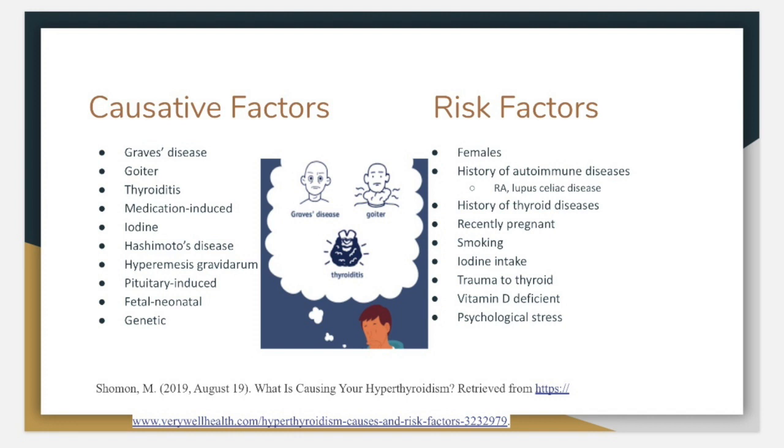Next is a history of autoimmune diseases, which is when the body attacks itself. Examples of this are rheumatoid arthritis, lupus, and celiac disease. And next is a history of thyroid diseases, and things like this can be thyroid nodules. Another risk factor is recently being pregnant, and this can cause you to get postpartum thyroiditis.